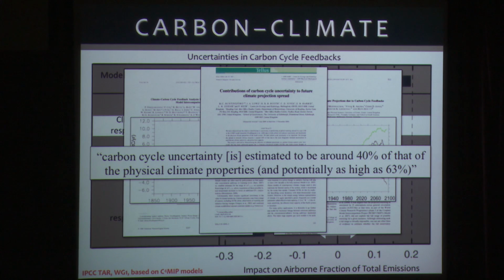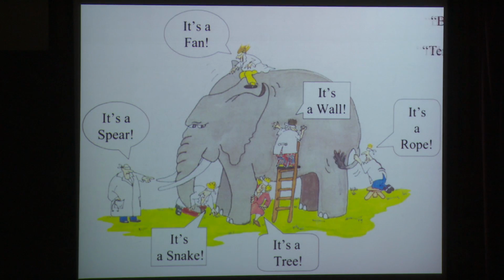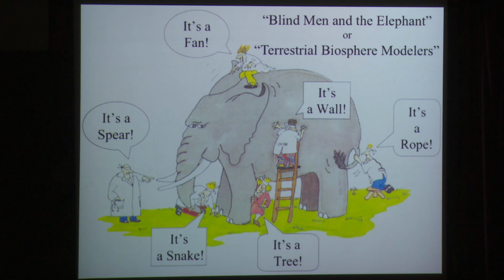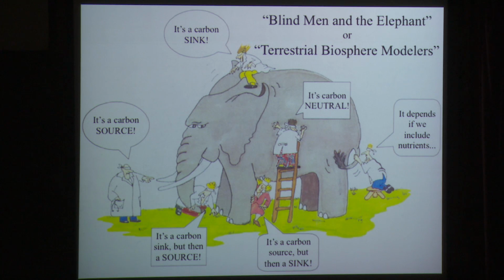Another way that I like to talk about these different models and these different uncertainties is it's like the blind men and the elephant, that fable, where you have different people trying to figure out what's happening in front of them without knowing the real answer. And everyone's saying something different. But everyone's also saying kind of the same thing. So it's a carbon sink, it's a carbon source. Depends if we have nutrients.